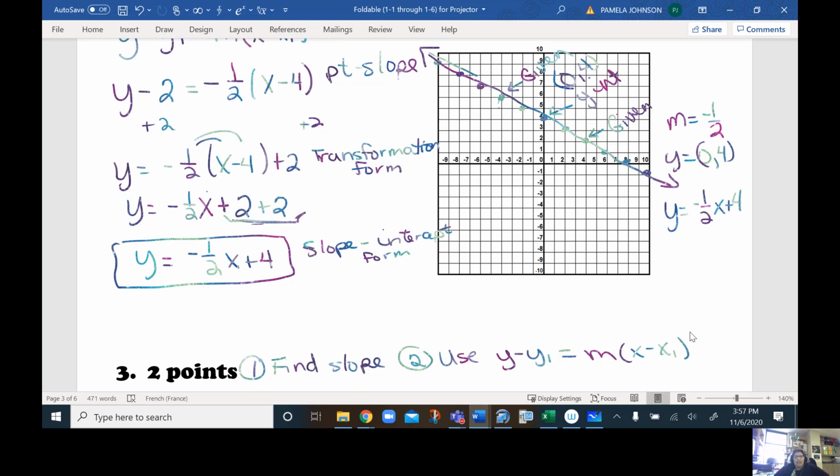You will have a Delta math assignment for this, and so it should be something fairly quick for you guys. Again, it'll be more like what we did the other day, where it'll give you 2 points, and then you have to go through and find your slope and then write your equation using a point slope form.